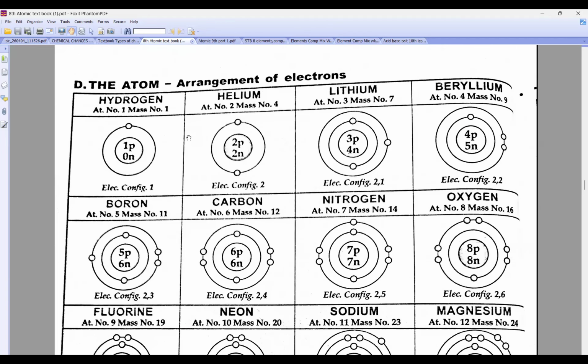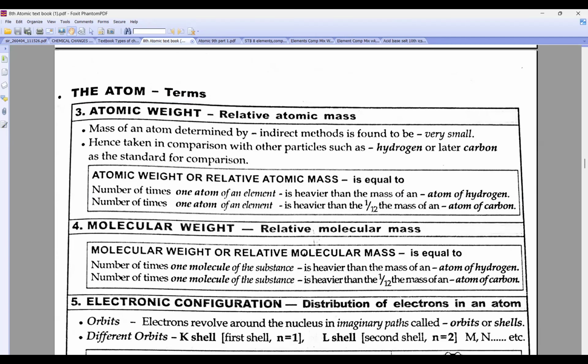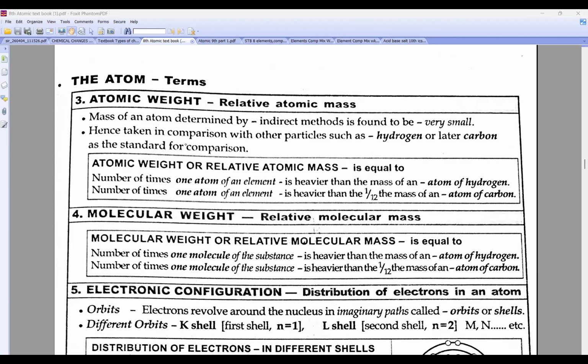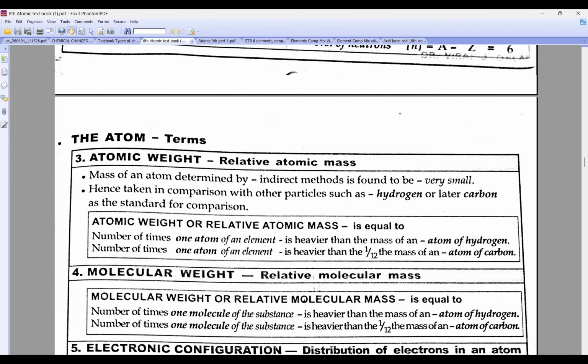Now, I told you there are 2 things, so these 2 definitions you'll have to learn by heart. Relative atomic mass: what is relative atomic mass? It is the number of times one atom is heavier than the mass of an atom of hydrogen, or I can say 1/12 the mass of an atom of carbon. What is the mass of carbon, beta? 12. So 1/12 of 12 is 1 only, right?